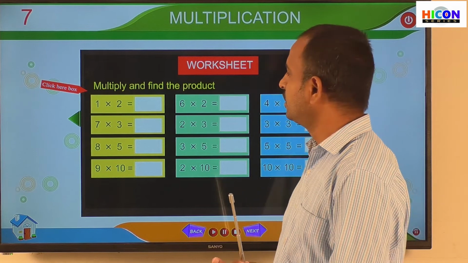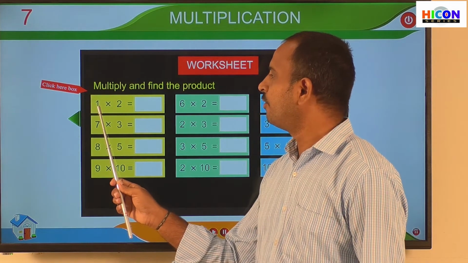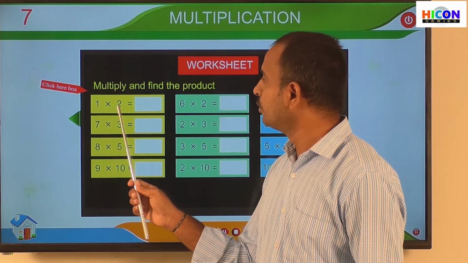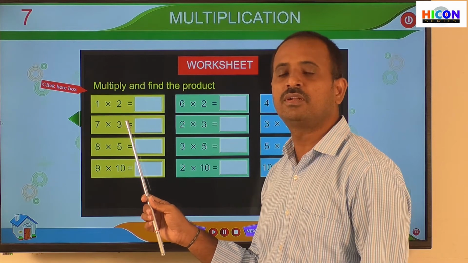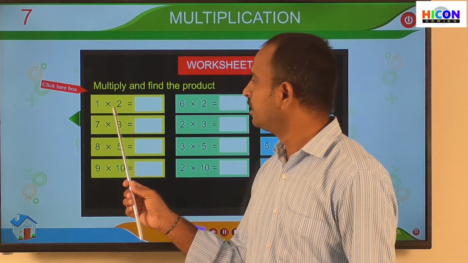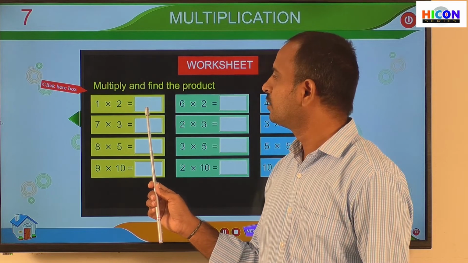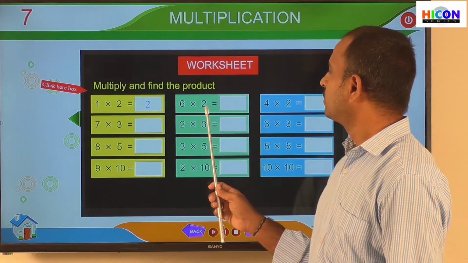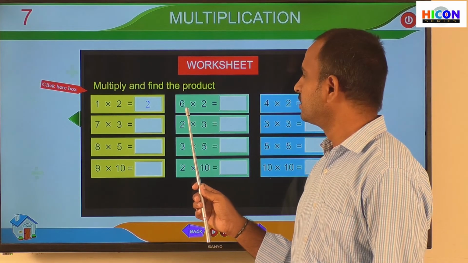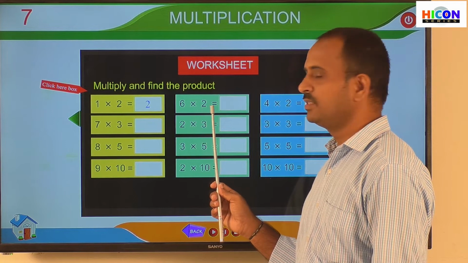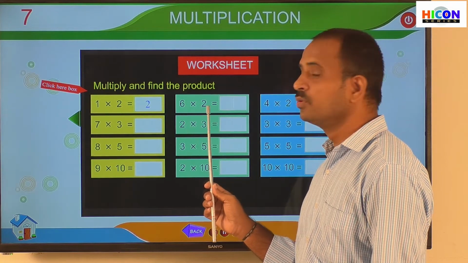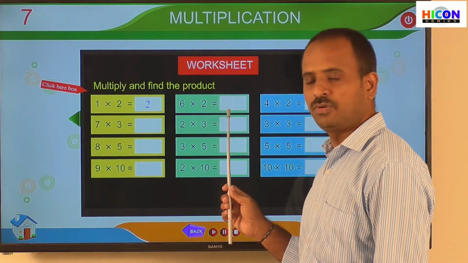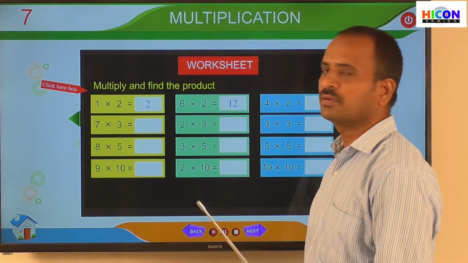Then you can easily write the answers for these multiplications. Look at the first multiplication, 1 into 2 is equal to, that means 1 2's are how much, children? This is the second table. So in table of 2, 1 2's are 2. So write 2 in this box. And see the next one. This is also table of 2. That is 6 into 2, that is 6 2's are, how much? 6 2's are 12. So write 12 in this box.